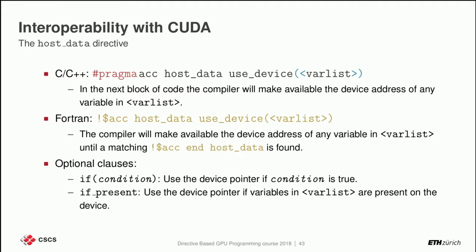And then there is if_present. If the pointers, the variables here in the var list, are present on the device, then only then use the GPU version. Otherwise, just use the host pointers. We will see this directive again and why it is important.